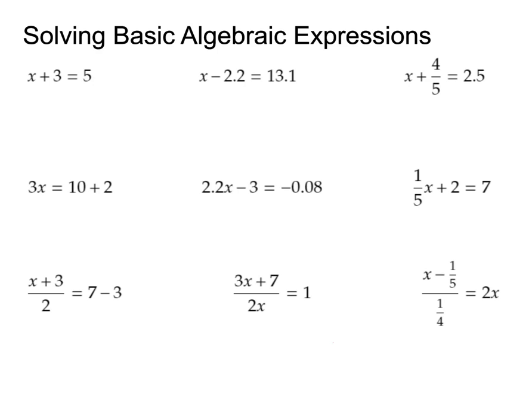x plus 3 equals 5. All we need to do here is subtract 3 from both sides. That will leave us with x is equal to 2.